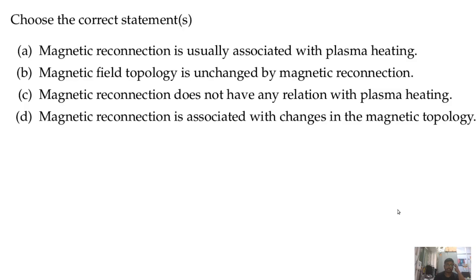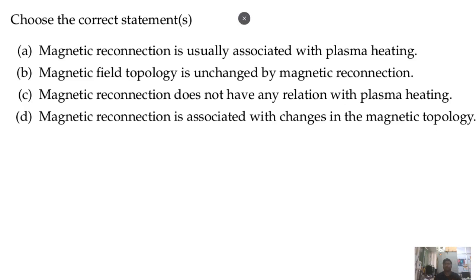So here are four statements, we need to choose the correct one. The first one is: magnetic reconnection is usually associated with plasma heating. Magnetic field topology is unchanged by magnetic reconnection. Magnetic reconnection does not have any relation with plasma heating. And magnetic reconnection is associated with changes in the magnetic topology.